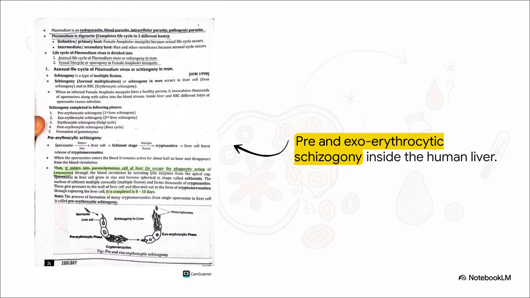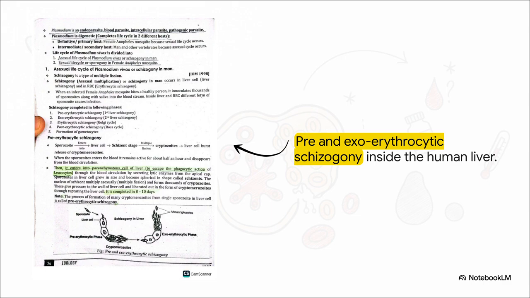Why? Because they're on a stealth mission. They rapidly enter the parenchymatous cells of the liver specifically to escape the phagocytic action of our white blood cells. Once they're safely tucked inside a liver cell, they multiply asexually into thousands of cryptomerizoites, eventually bursting the cell to go infect more.